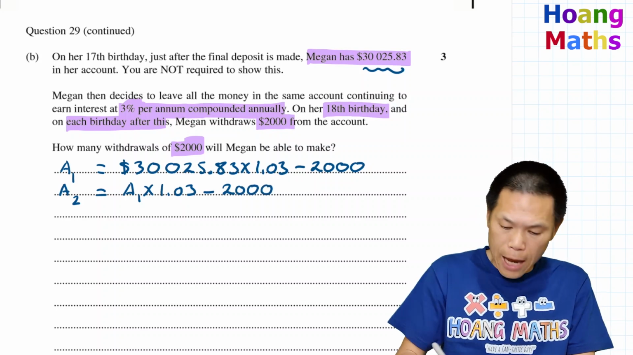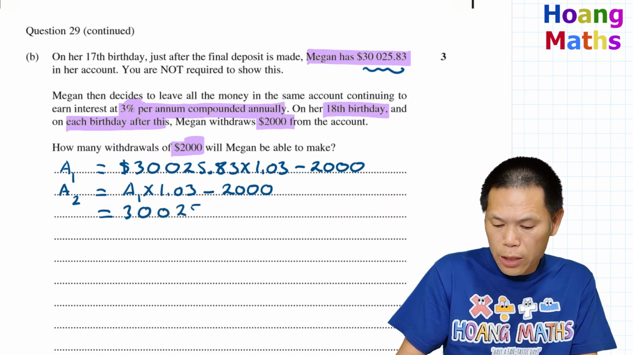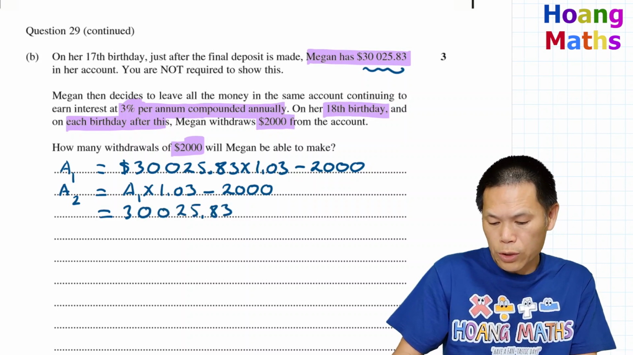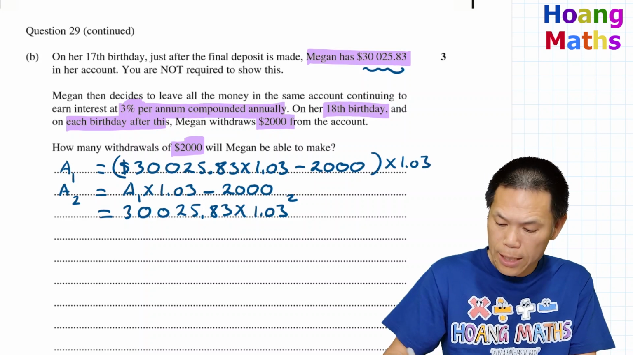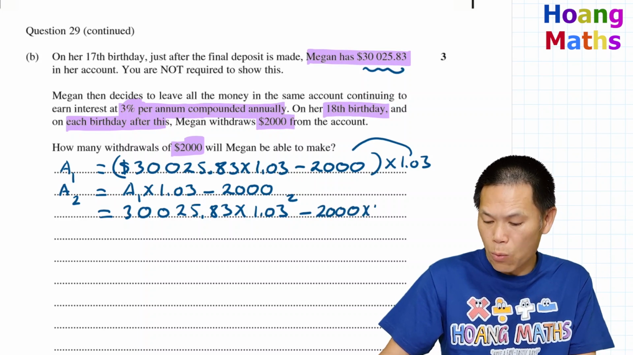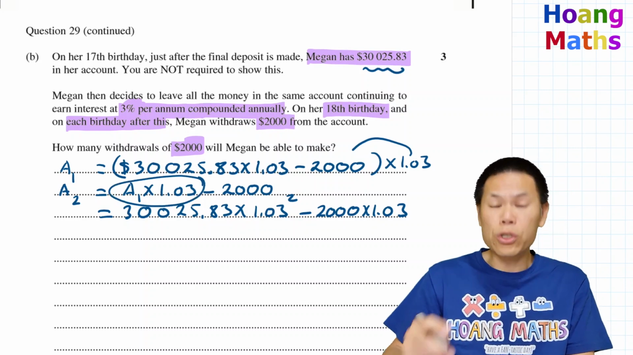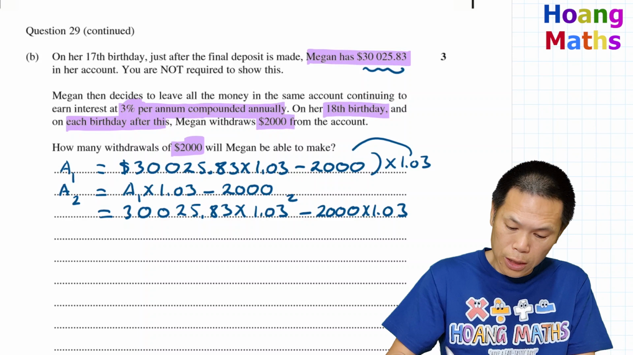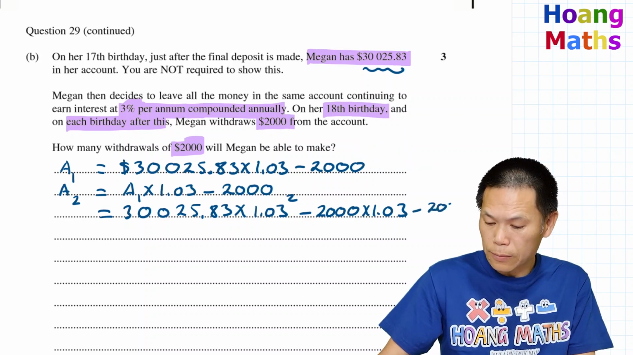So this means that A1 times $30,025.83, we times by 1.03 squared, because this one here I just times by 1.03. Okay, so that would give me minus 2,000 times by 1.03, and that's done with this. Now we just minus the 2,000. Let me just clear this first. So that means minus 2,000.